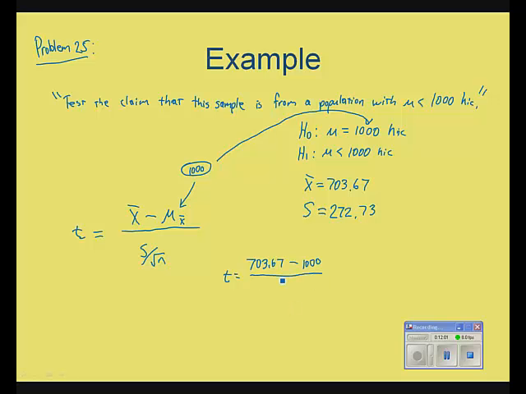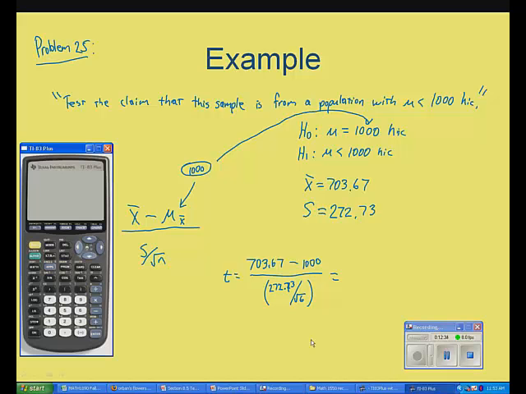And I want to know, how does it compare? Notice if I'm very far away from 1,000, the t-value gets bigger. Well, more extreme. Smaller in this case. More extreme. Okay, and what do I want to divide by? I'm going to put parentheses here so that I remember I'm going to need to take 272.73, and divide by the square root of 6. Okay. So there's my big mess to compute. Calculate.